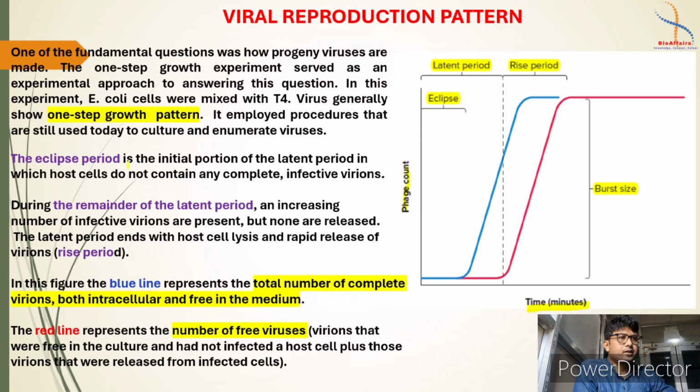The eclipse period is the initial portion of the latent period in which host cells do not contain any complete infective virions. So what is the exact meaning of this line? When a virus enters a bacterial or animal cell, it will shed its capsid, or it may enter with its capsid. Capsid means the outer compartment of the virus. If you have not seen my part 1, definitely check it out first, then come to part 2. It will be easy for you to understand the flow of virology.